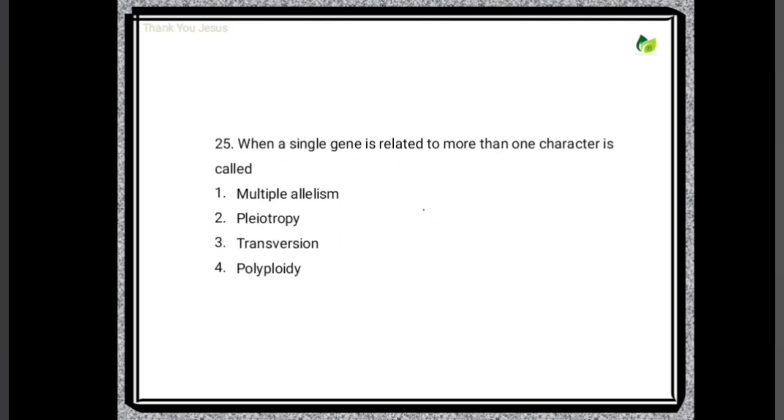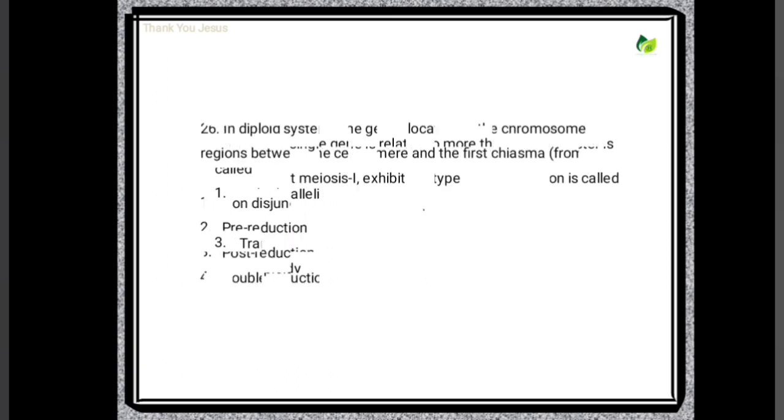So let's see the next question. When a single gene is related to more than one character is called. Let's see the options first. Multiple allelism, pleiotropy, transversion, polyploid. The correct answer is pleiotropy. Let's see the next question.